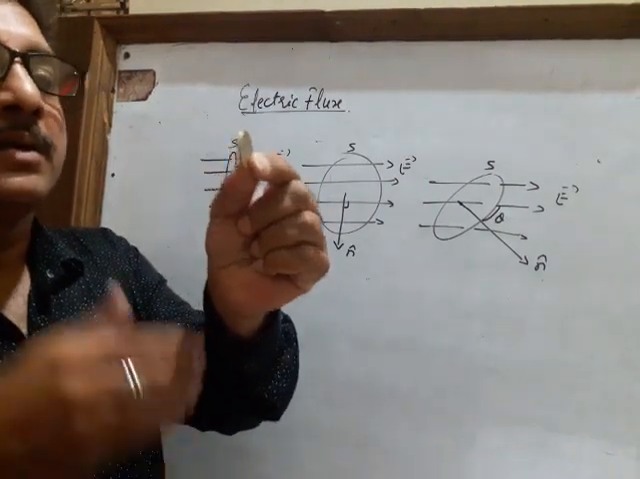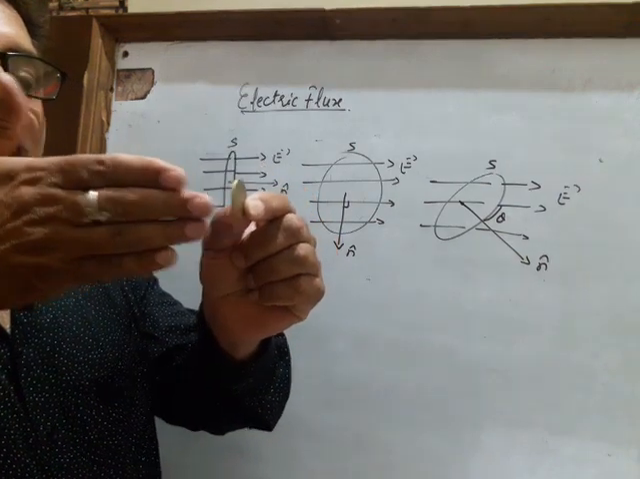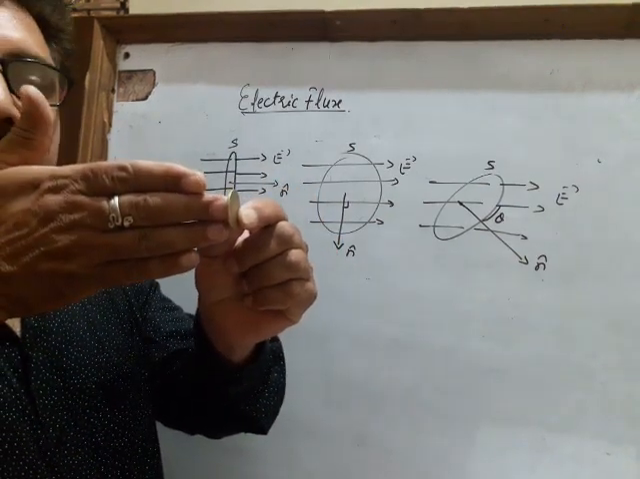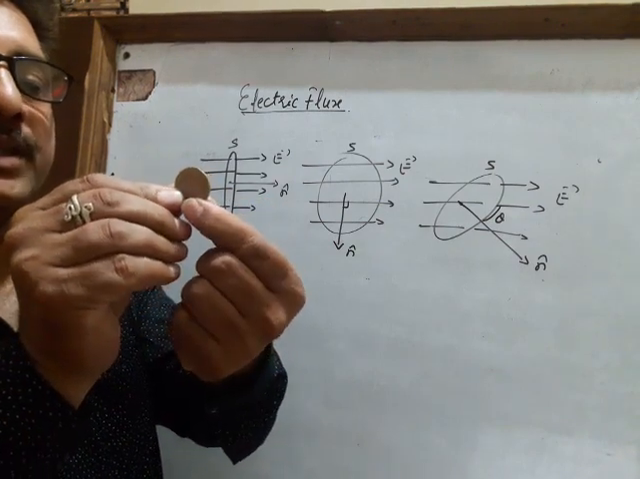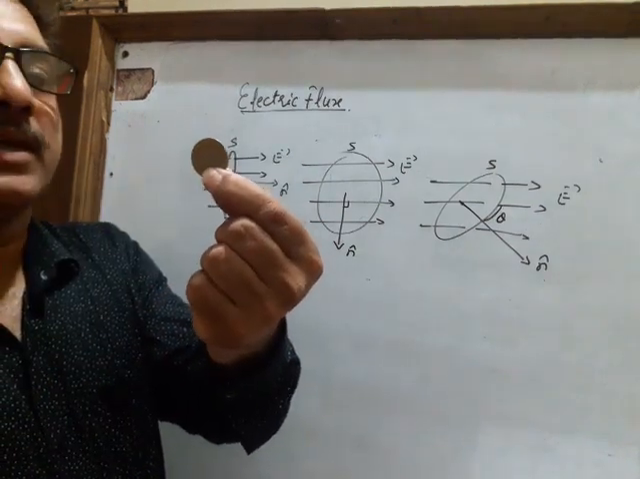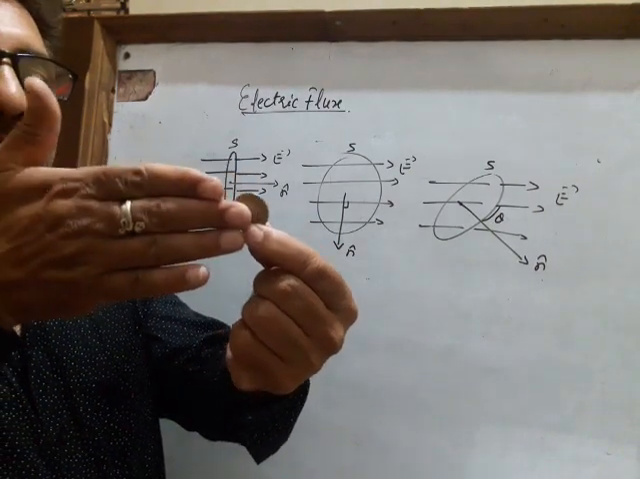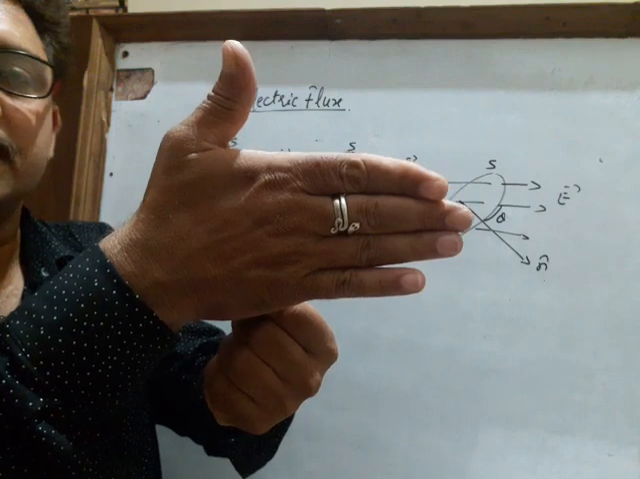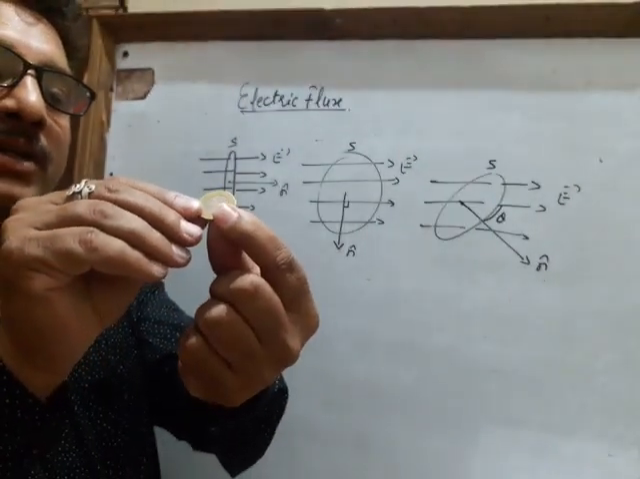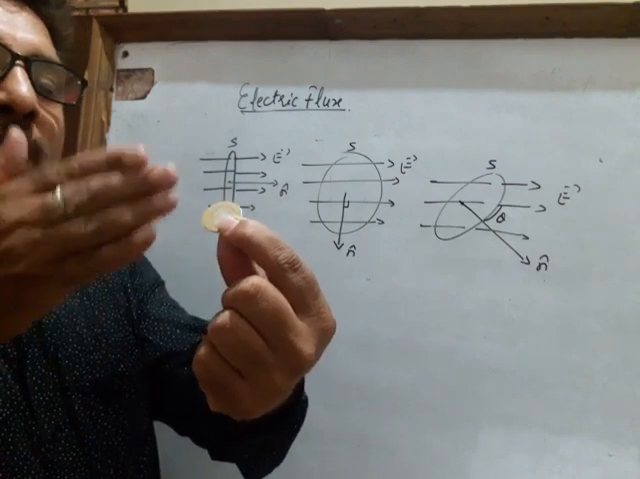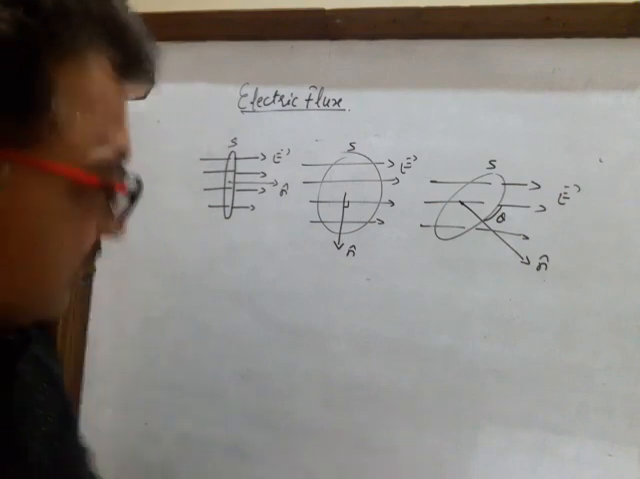Now you can see, if I hold it like this, the maximum number of lines of force will cross this coin. If I change the orientation of this area, if I keep the area like this, then the minimum number of lines of force will cross. And if I change the orientation like this, then few lines will cross. So these are the different orientations.